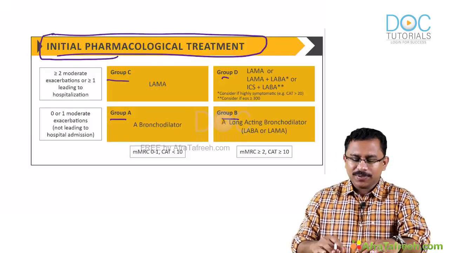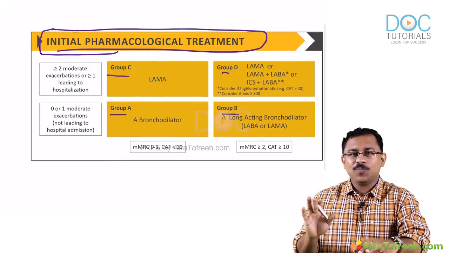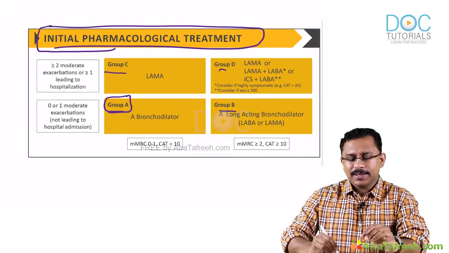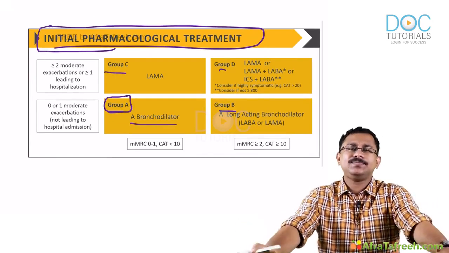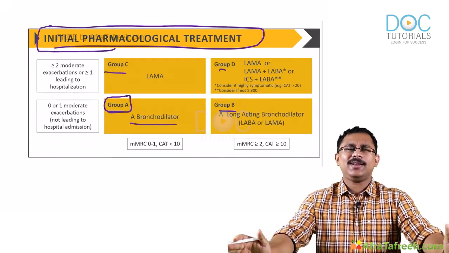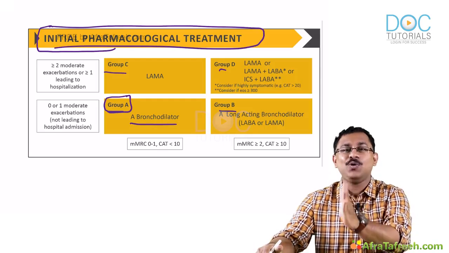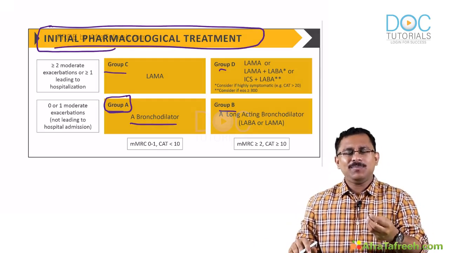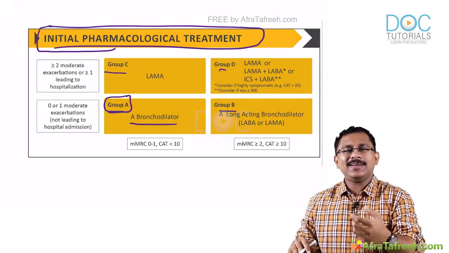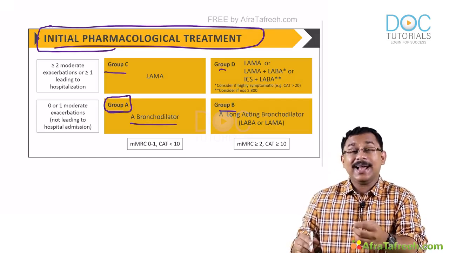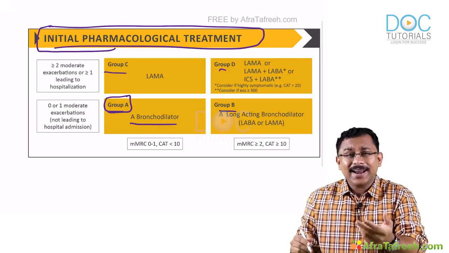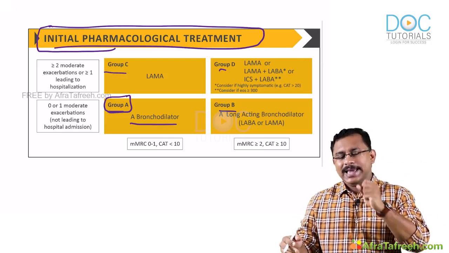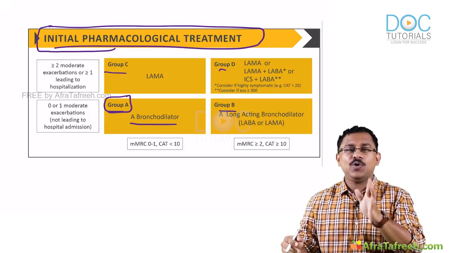Then what do you do? You remember the groups, no? Group A, B, C, D. Group A management is simple. Any bronchodilator. Any bronchodilator you like, you can give it in group A. Okay, any bronchodilator. It can be, say, a long-acting beta agonist. It can be a long-acting muscarinic antagonist. So it can be anything. It can be a short-acting beta agonist. Any bronchodilator you give in group A.